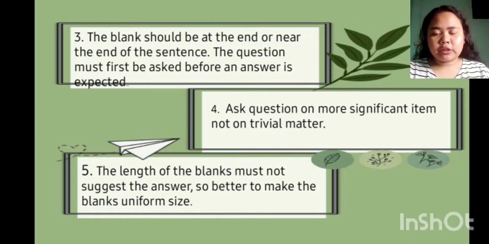Guideline number 4: ask questions on more significant items, not on trivial matters. From the word significant, we should ask questions that have an important or valuable answer, and not those unimportant or irrelevant things. There are other more significant items to ask, other than specific dates, parliamentary, presidential, or federal.